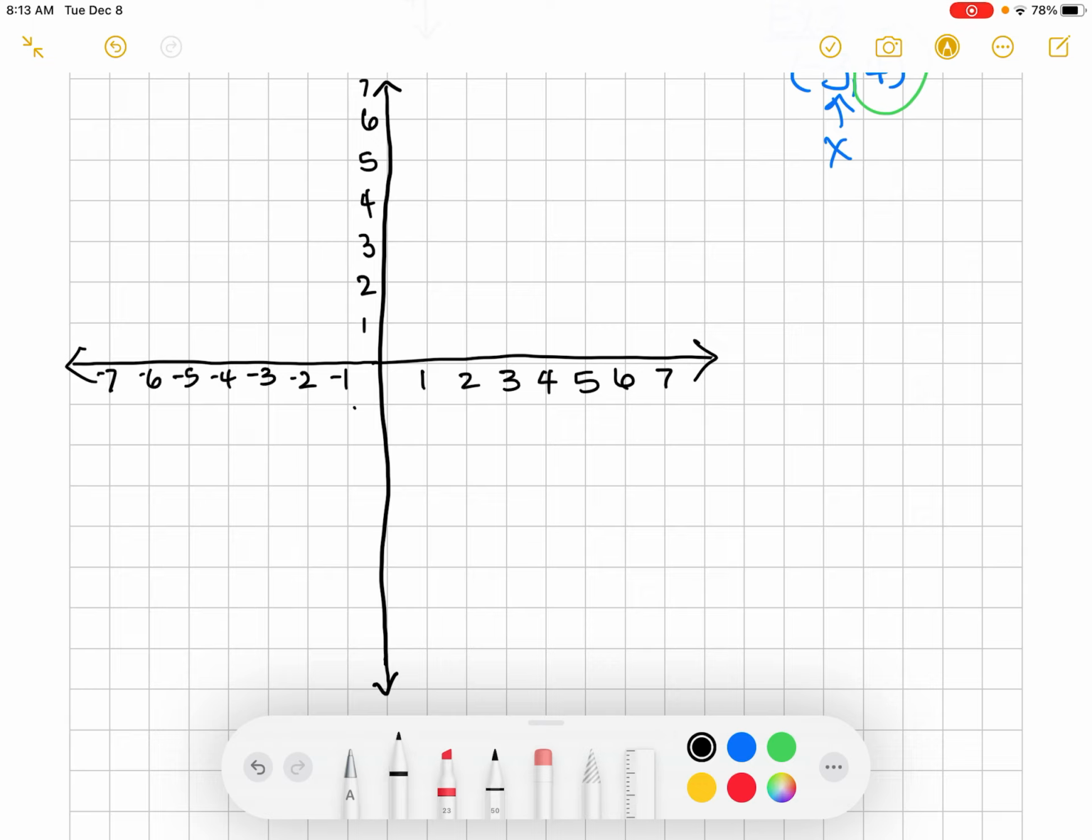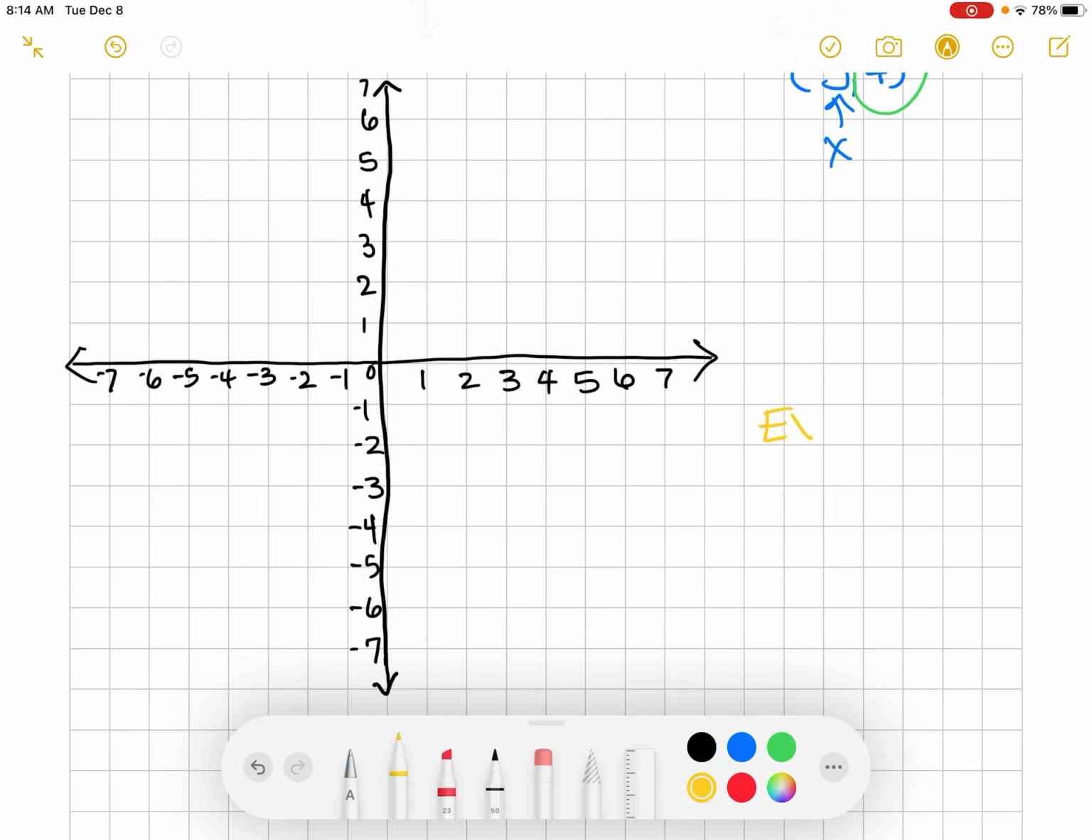So I'm trying to make sure all my numbers, this is 0. I put a little tiny 0 in the middle. And then, okay, here's my graph now. I got it all the way to 7 on both sides. And now I want to graph. Let's do this in a different color.